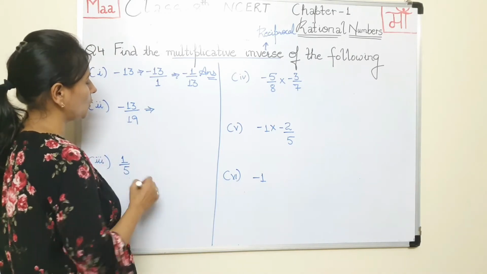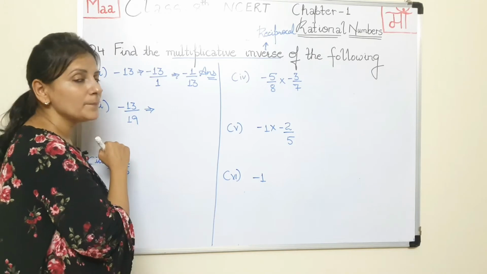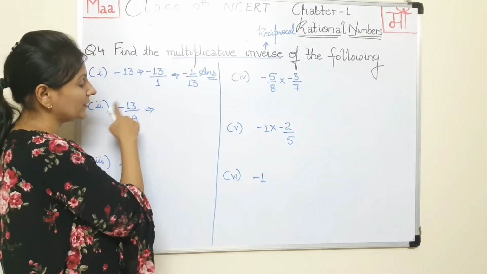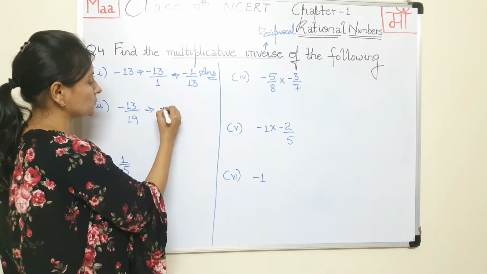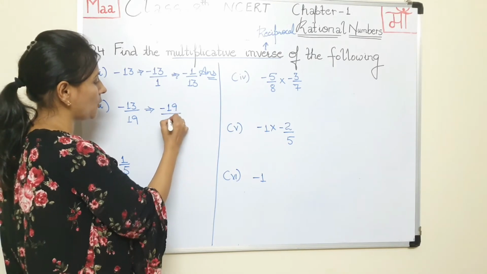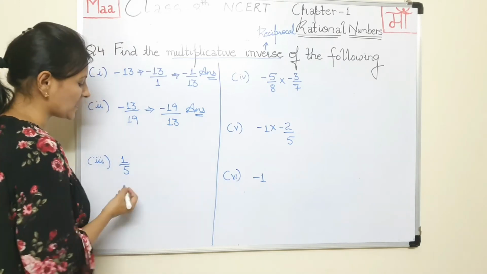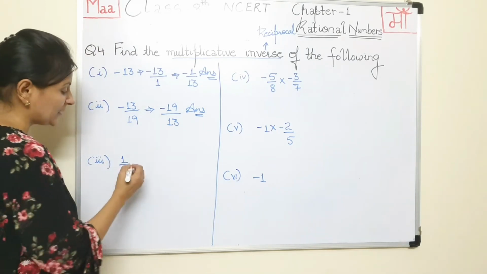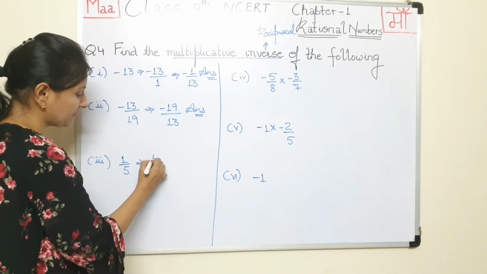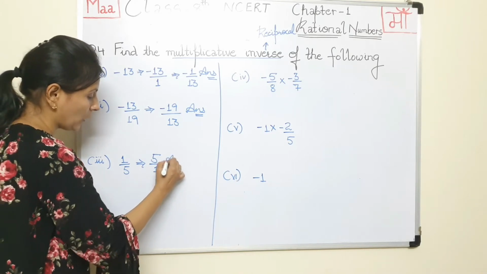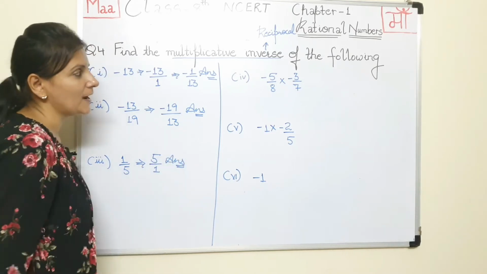Similarly, you have to do all the parts here. Minus 13 upon 19. Again, you will reciprocal it, multiplicative inverse. So it will be minus 19 upon 13. So this will be the answer. Next part, 1 upon 5. So the multiplicative inverse of 1 upon 5 will be 5/1. So it will be the answer.